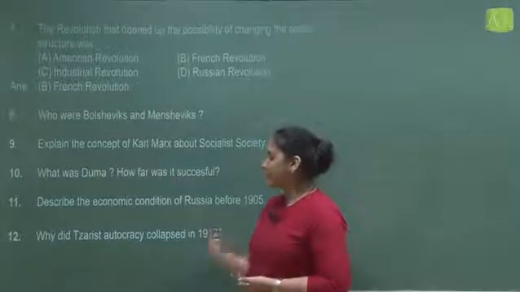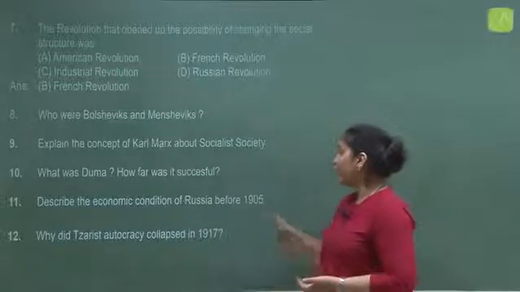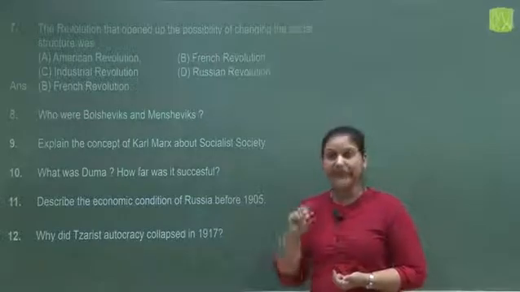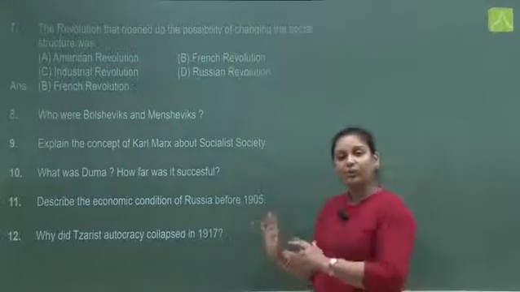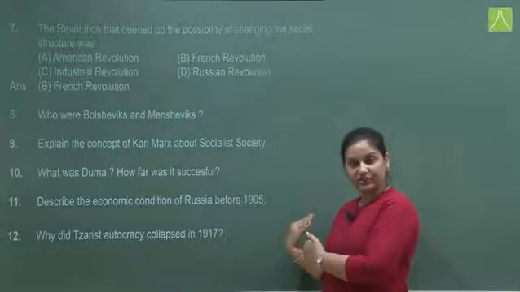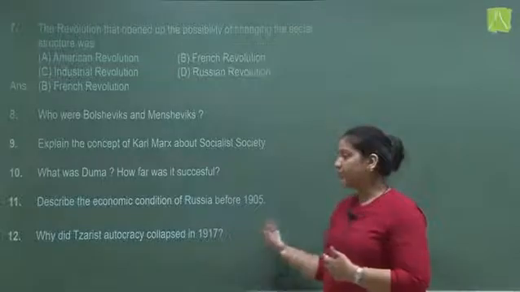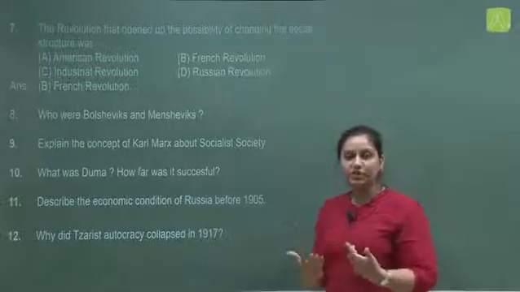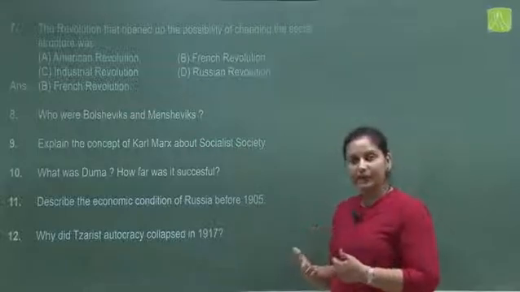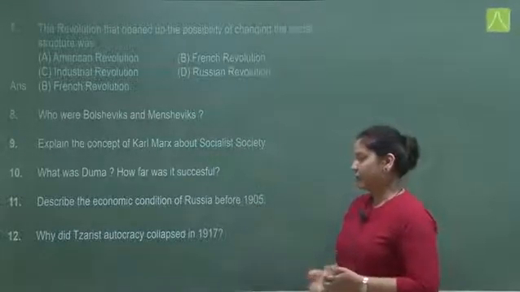The 11th question, economic condition of Russia before 1905. Here you are supposed to mention about 2 industrial towns. That is, before that economy was mostly agriculturalist, 80% agriculture, 20% industrial. St. Petersburg and Moscow were the 2 towns which were developing. Iron and steel production was doubling up, and some of the sectors had 4 times production. The condition of workers was very exploitative in nature.